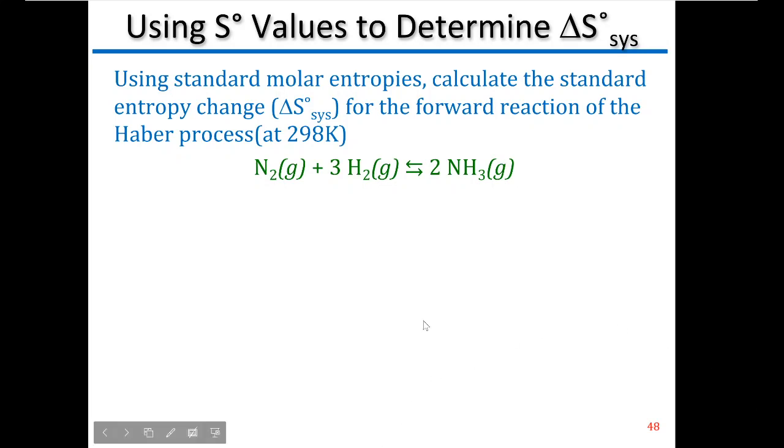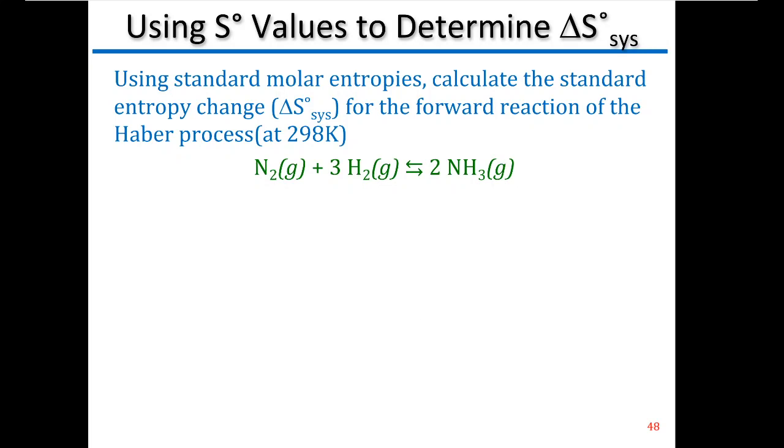So let's look at how to put this equation into practice. We'll work through an example problem together, and then I'll give you a chance to work one on your own. First, using standard molar entropies, calculate the standard entropy change, delta S of the system, for the forward reaction of the Haber process. Here we're taking nitrogen, combining it with hydrogen to get ammonia.